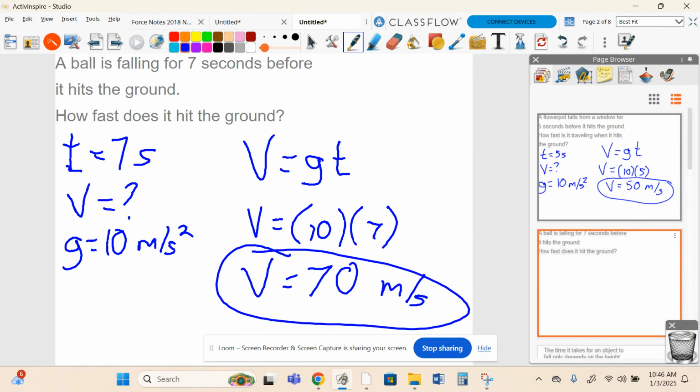Solving for the speed, pretty simple. Basically, we're just multiplying each number by 10 because that's what the acceleration of gravity is. So that means if I drop something and it takes 7 seconds to land, it's going to be moving 70 meters per second.